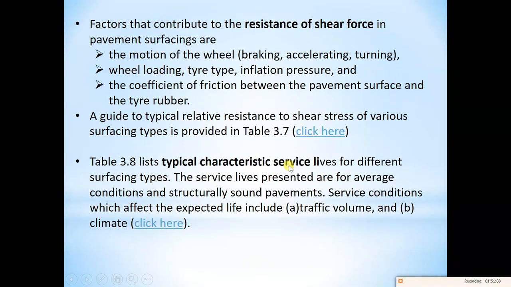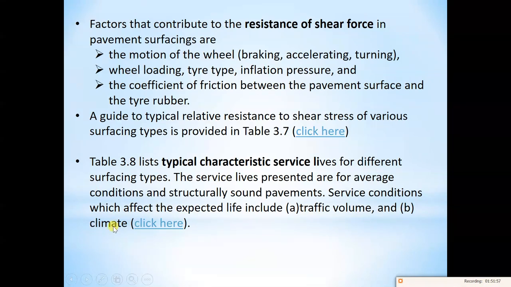The typical characteristic surface life for different surface types, let's have a look. The surface condition which affects the expected life includes the traffic volume. If you have a lot of traffic on the road, the design traffic is really high, it will shorten the life. Even though we say maybe the pavement can last for 15 years, if the traffic is excessive, it may not last 15 years. But if your traffic is quite low, there is less damage, and even though it's like a 15 year life, it can last more than 15 years because of the lesser traffic volume, and the climate as well.